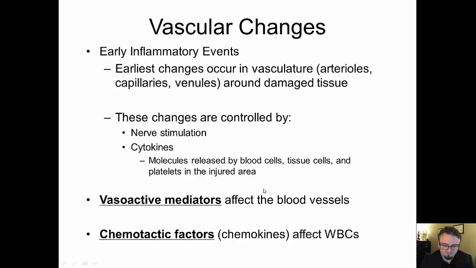So any kind of chemical that affects the blood vessels, whether in a constrictive or dilated way, these are considered vasoactive mediators. Other chemicals that are released have an effect on the white blood cells themselves. These are called chemotactic factors, sometimes called chemokines, and they're the chemicals that will actually draw in some of the white blood cells, like macrophages.